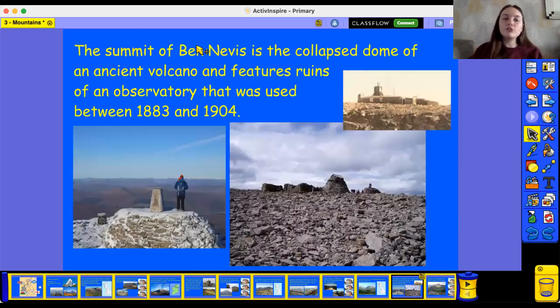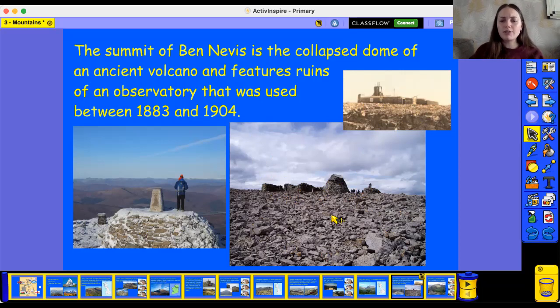Fantastic. The summit of Ben Nevis, so the very top of the mountain, is a collapsed dome of an ancient volcano. So Ben Nevis used to be a volcano in ancient times. And it features the ruins of an observatory. So that's a place where you look at the stars. And it was used between 1883 and 1904. So you can see that this is the summit, and there are the ruins of the observatory. And that's what the observatory looked like in the 1800s and 1900s when it was working. And they used to go up to the observatory to look at the stars and the weather. And that was what it was used for. So that's at the very top of Ben Nevis.